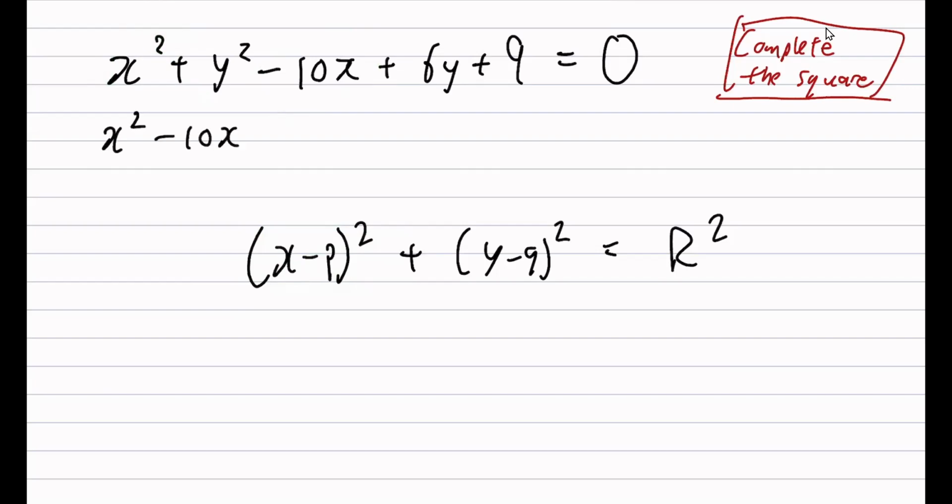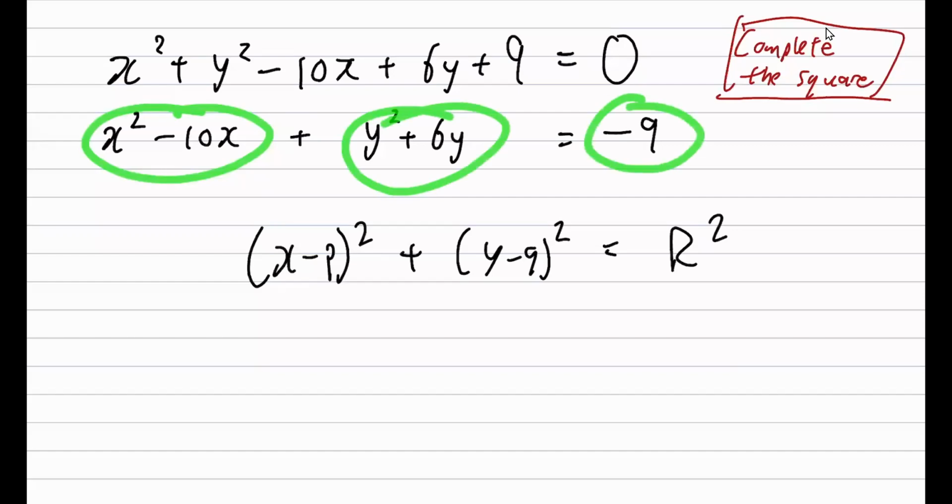As a beginner, I guess just do that first. Then bring the y squared and the y together like this. The constant 9, just bring over to the other side. Can you see the pattern? x together with x, y together with y, then the constant on the right side.